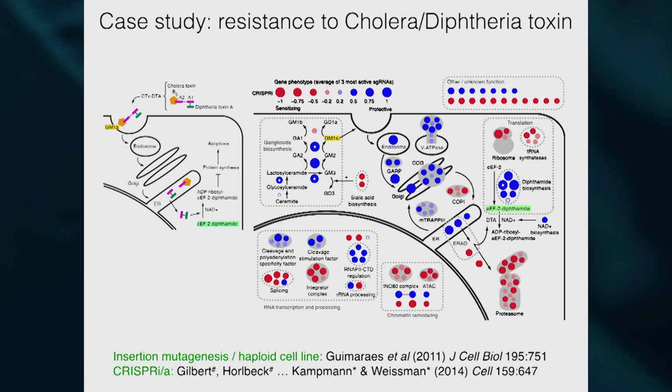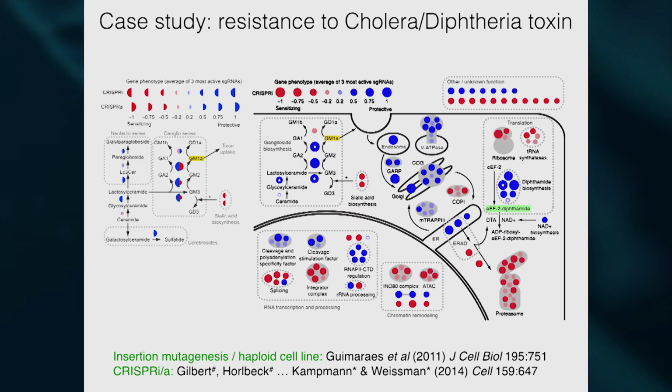But I think the take-home message is that the screen was very sensitive and very specific as well, and actually much more comprehensive than the earlier haploid mutagenesis screen that found the genes marked with little stars here. So we recovered essentially all of those, but many more to fill in the pathways as well.